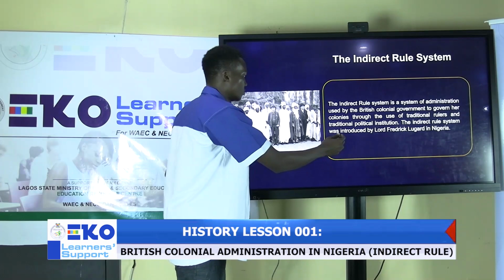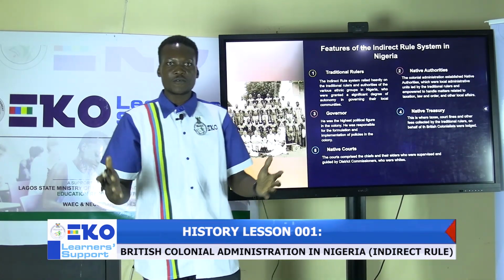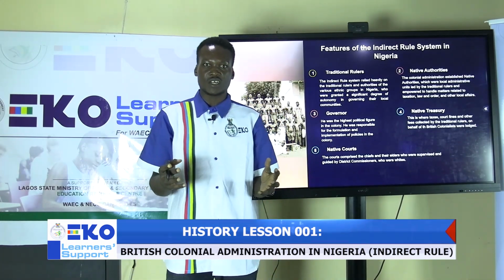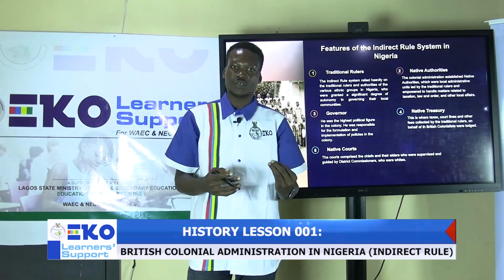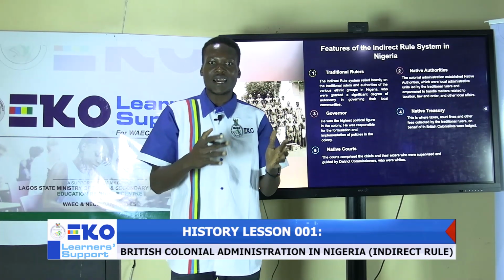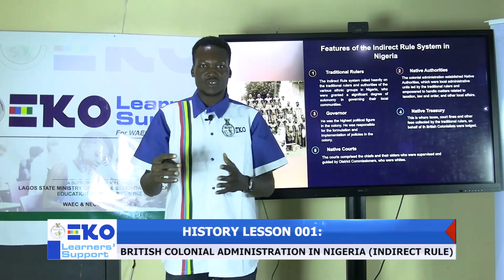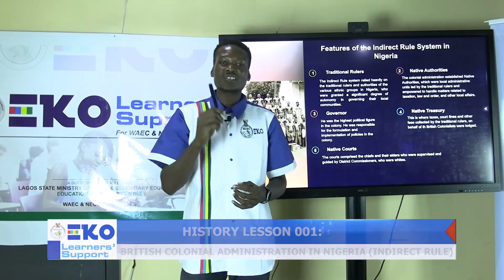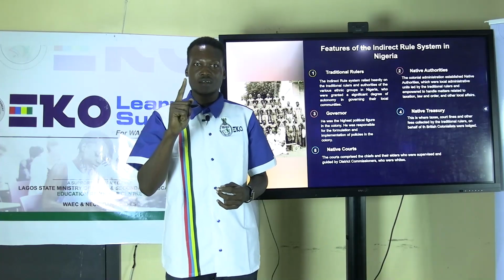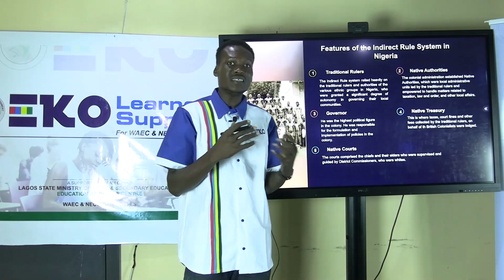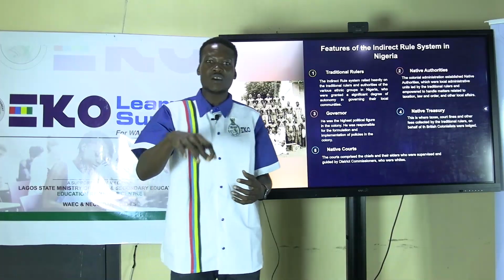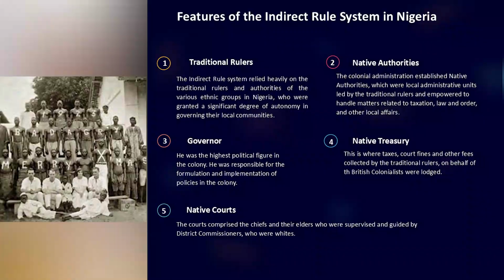Okay, going forward, we'll be looking at the features of the indirect rule system in Nigeria. If you look at the definition of indirect rule, you will see that this system has to do more with the traditional rulers. So, traditional rulers is the first feature. The indirect rule system relied solely on the traditional rulers. Also, the traditional rulers had some degree of autonomy. They were autonomous in some of the things they did.